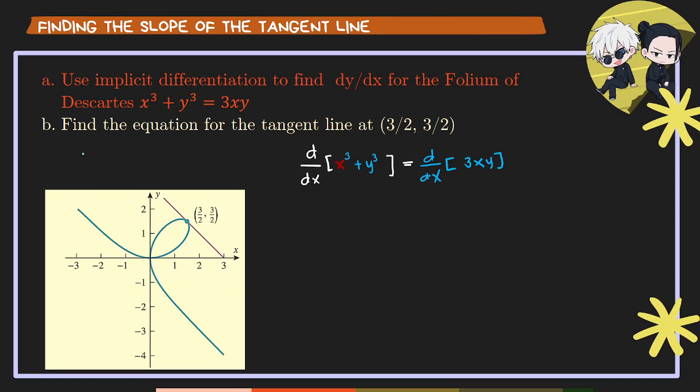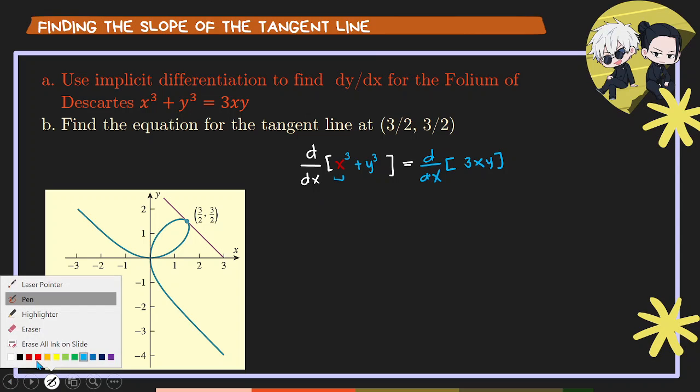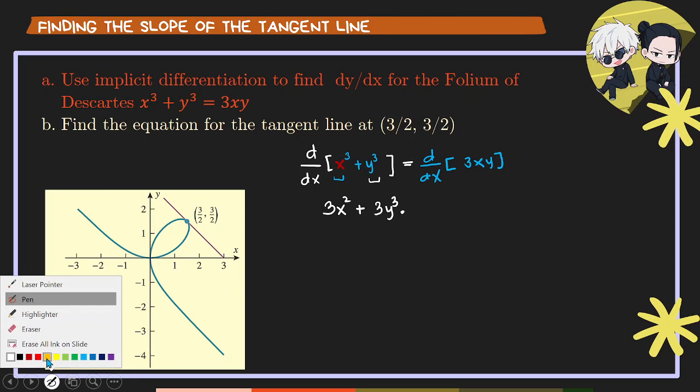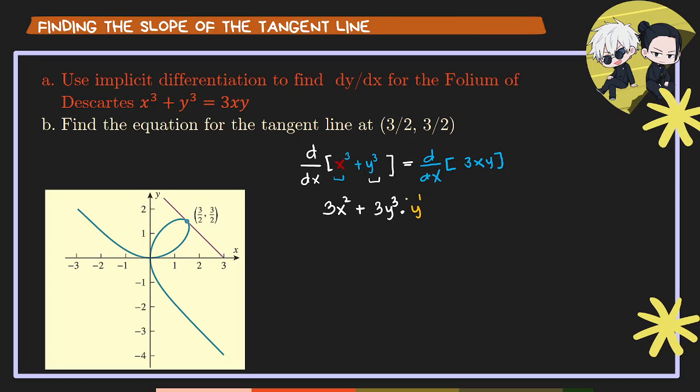Hanapin muna natin si dy/dx. So, now, what's the derivative of this one? X cubed is 3x squared, plus 3y squared multiplied by y prime. Ay, squared pala. So this one, what would happen in this 3xy? We will have a product rule, di ba? So this is u, this is v. Tama? So we'll copy 3x, multiply sa derivative ng y, y prime, di ba?